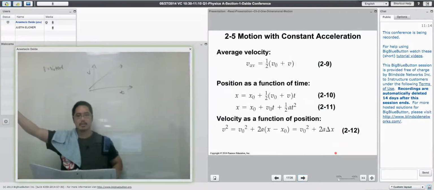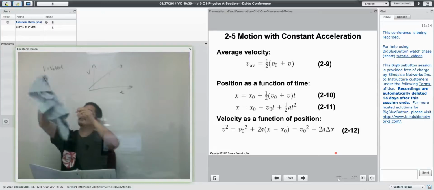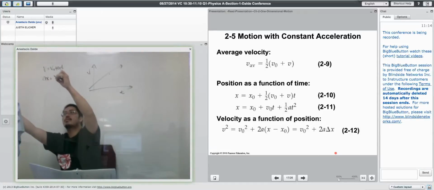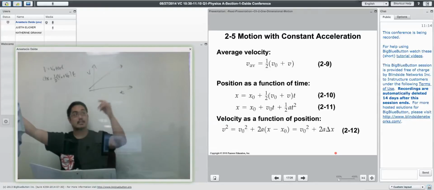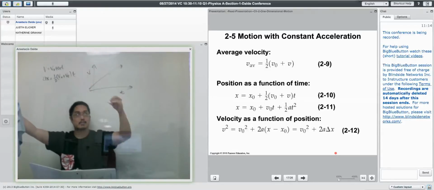We also have the equation delta x equals 1/2 (v naught plus v final) times t. And I showed you this on Friday, where we got this is equivalent to y equals mx plus b. That's where that comes from.